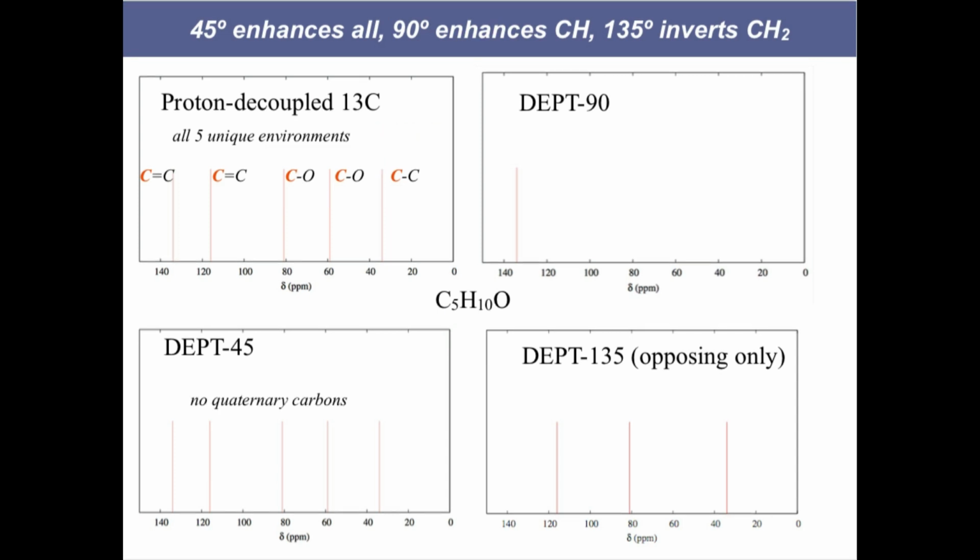Let's compare our DEPT 45 to our carbon 13. Remember that DEPT 45 enhances CH, CH2, and CH3, but cannot amplify quaternary carbons because quaternary carbons do not have any hydrogens on them. So anything that does not show up in the DEPT 45 would be a quaternary carbon. We don't have anything missing from our DEPT 45. All of our peaks from our carbon 13 are present in our DEPT 45. So that just tells us we have no quaternary carbons.